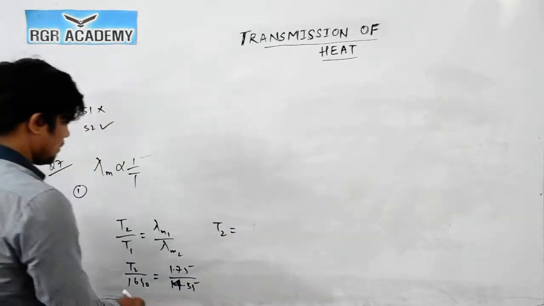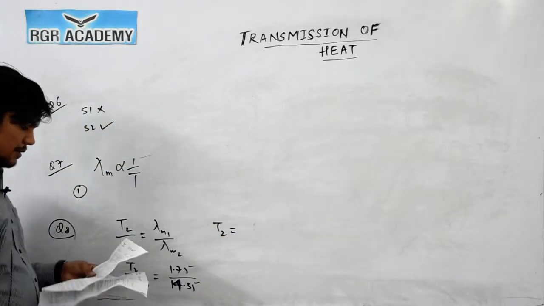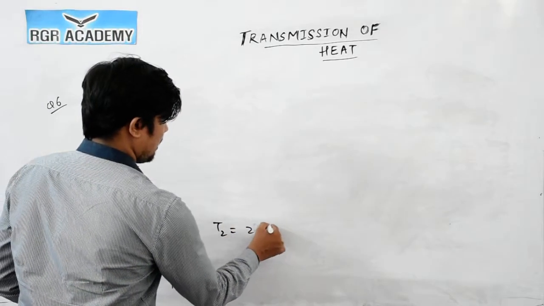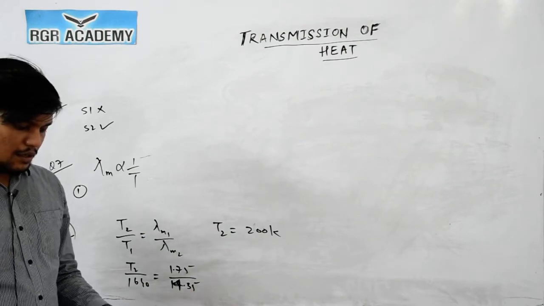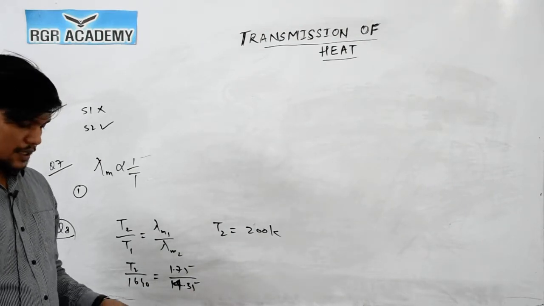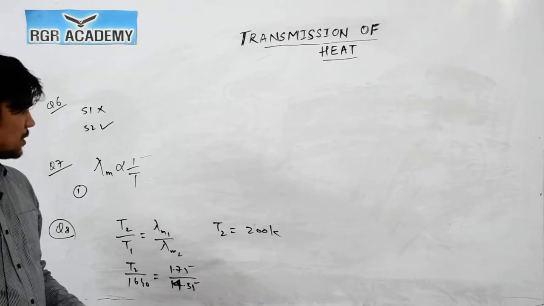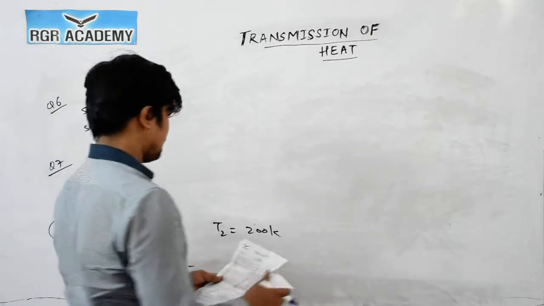Okay, so the value of T2 we have to calculate. After cross multiplying, the value of T2 will be equal to 200 Kelvin. So for question number 8, the answer is option number 2. Okay, now for the question number 9.